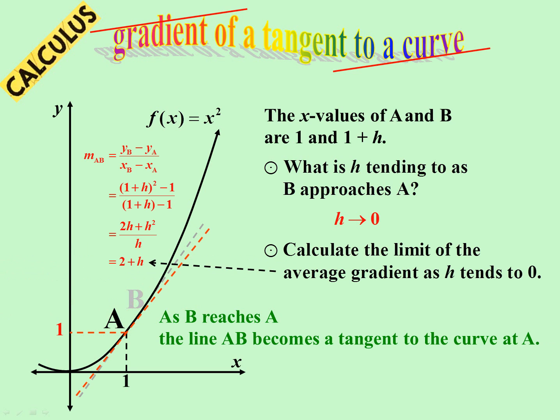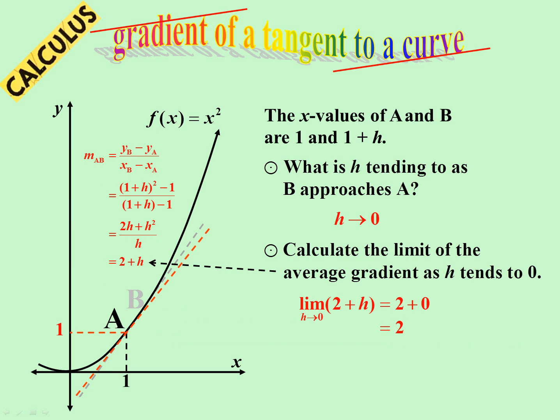Calculate the limit of the average gradient as h tends to 0. The reason why we're finding the limit is that we cannot find the actual value, because when B and A are at the same point, we're going to be dividing by 0. But we can find the limit. So we've already found the average gradient from A to B. Now as B reaches A, h is going to tend to 0. So it means we're finding the limit as h tends to 0 of 2 plus h. And that gives you 2 plus 0, which is 2.